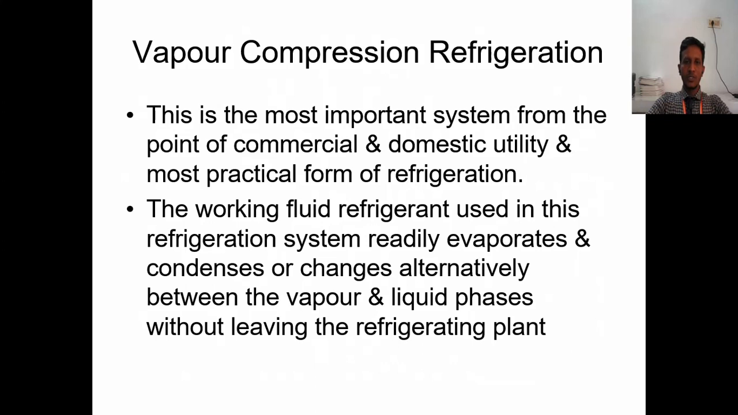This is the most important system from the point of view of commercial and domestic purposes. Most industries and practical applications use vapor compression refrigeration systems. The working fluid, the refrigerant, alternately evaporates and condenses, changing between the vapor and liquid phase without leaving the refrigeration plant.